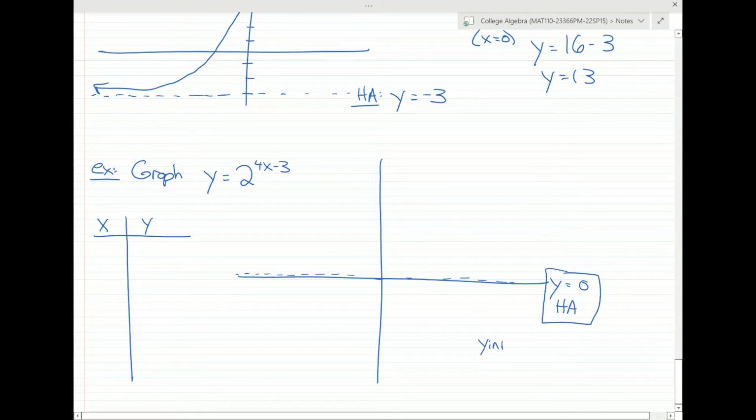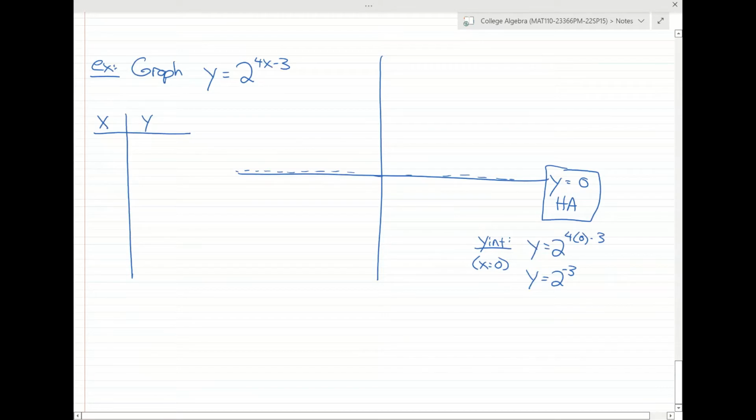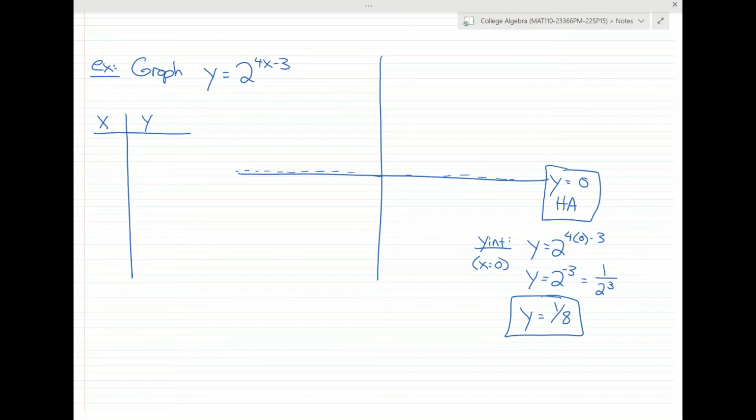As far as the y-intercept, put 0 in for x, get y is equal to 2 to the 4 times 0 minus 3. What is 2 to the -3rd power? Anyone remember? We learned about negative exponents. This is the same thing as 1 over 2 to the 3rd, so the y-intercept would just be 1/8. That's something we're going to talk about more in a little bit. The second half of this lesson, we're going to be trying to remember some of those properties of exponents. So the y-intercept is 1/8. Just put a dot around 1/8 or so.